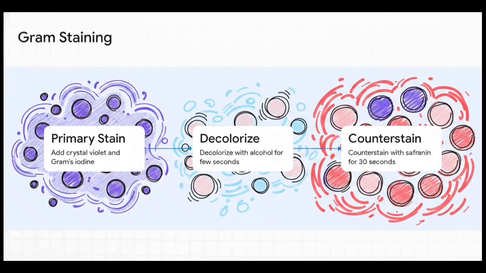Here's how it works. First, you lock in a primary purple stain with iodine. But step 2 is where the real trial by fire happens. You flush the slide with alcohol, a harsh stress test that rips the dye away from anything without a thick, robust wall. Then you just apply a pink counterstain to catch all the vulnerable ones left behind.